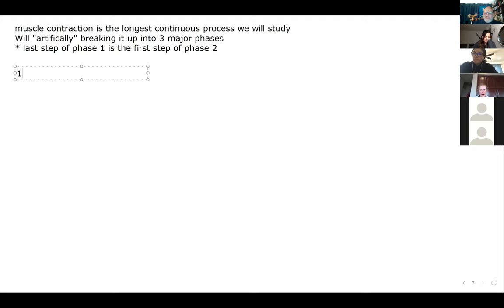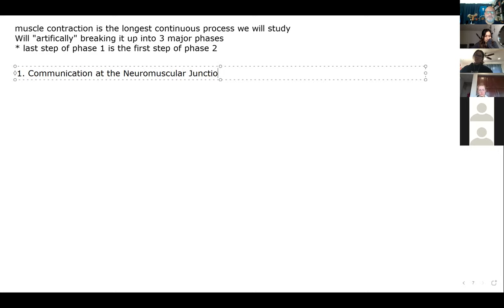So for each of these three processes, we are going to give it a name and identify the goal. Now, the first step in this process is what we call communication at the neuromuscular junction. The neuromuscular junction is a specialized structure that we'll talk about more in depth in the next class, where, as the name indicates, we have to combine neural information into muscular information. This is where we're going to stimulate the muscle cell.